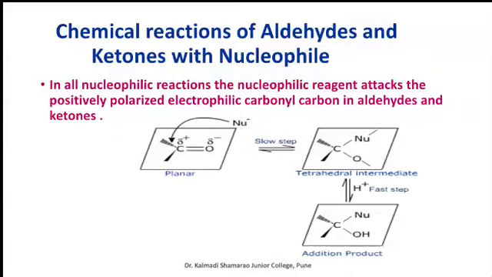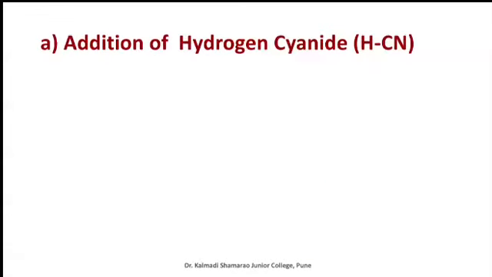Also, the hybridization of carbon changes from sp2 to sp3 and a tetrahedral alkoxide intermediate is formed. This intermediate then picks up a proton either from the solvent or from the reagent to give the electrically neutral addition product. Let's see some of the important nucleophilic addition reactions of aldehydes and ketones. First, let's start with addition of hydrogen cyanide.